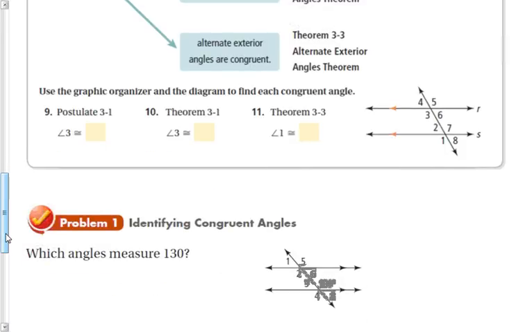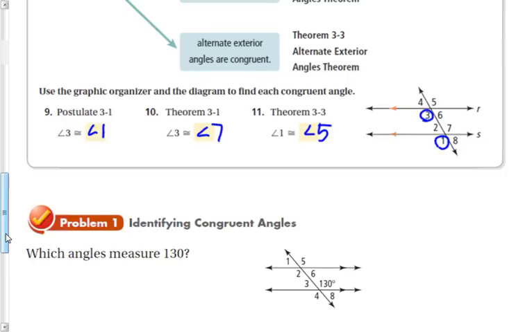So, according to postulate 3.1, corresponding angles are congruent. So angle 3 would be congruent to angle 1. According to theorem 3.1, alternate interior angles are congruent. So angle 3 would be congruent to angle 7. And according to theorem 3.3, alternate exterior angles are congruent, so angle 1 would be congruent to angle 5.